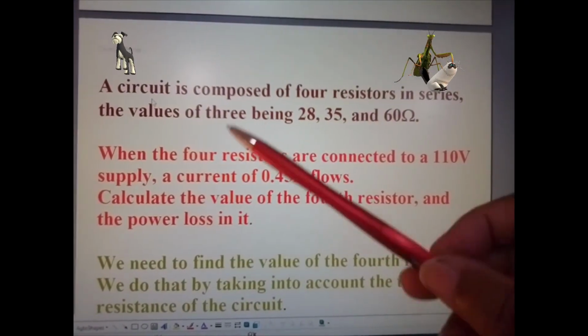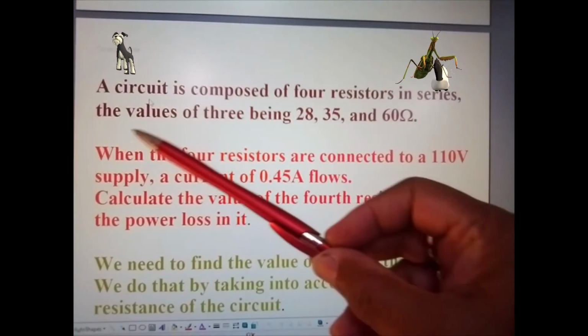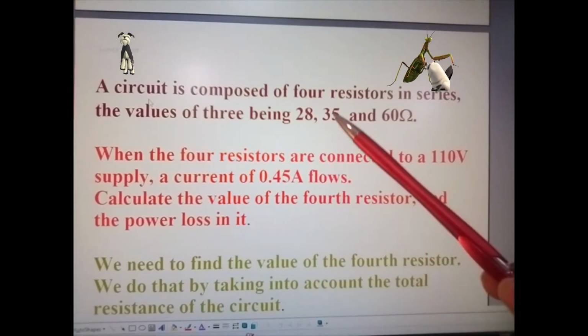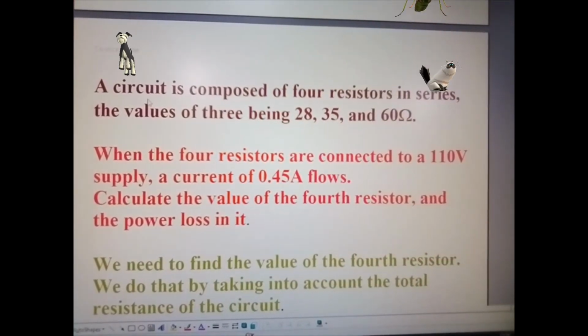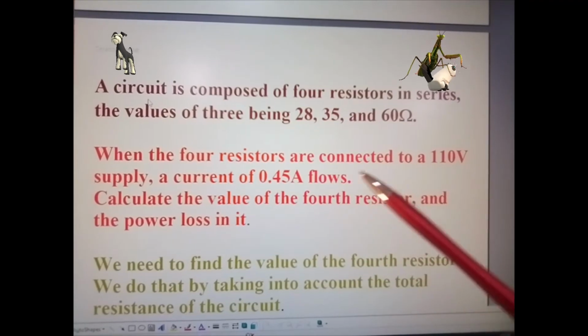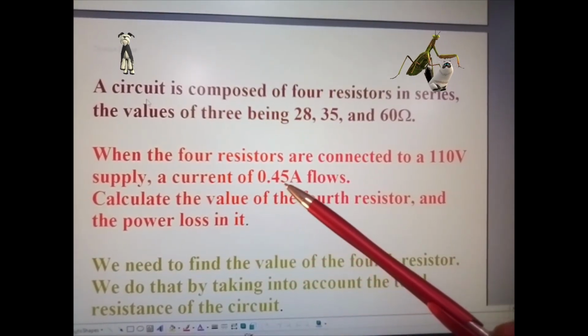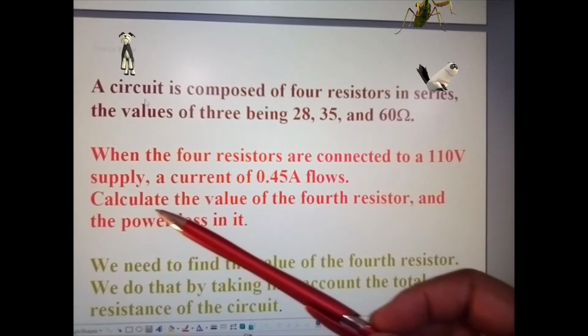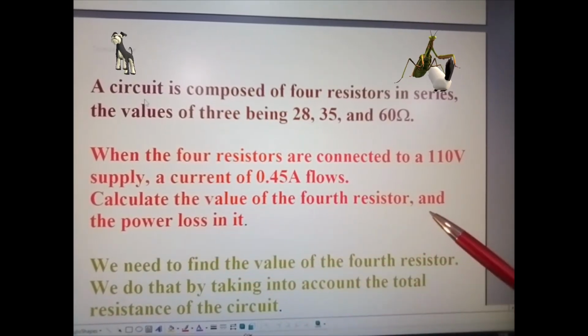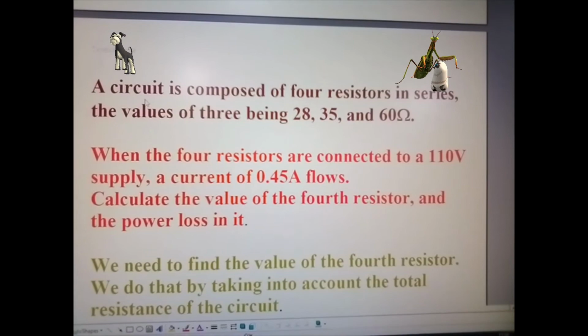A circuit is composed of four resistors in series, the values of the three being 28, 35 and 60 ohms. When the four resistors are connected to a 110 volt supply, a current of 0.45 amps flows. Calculate the value of the fourth resistor and the power loss in it.